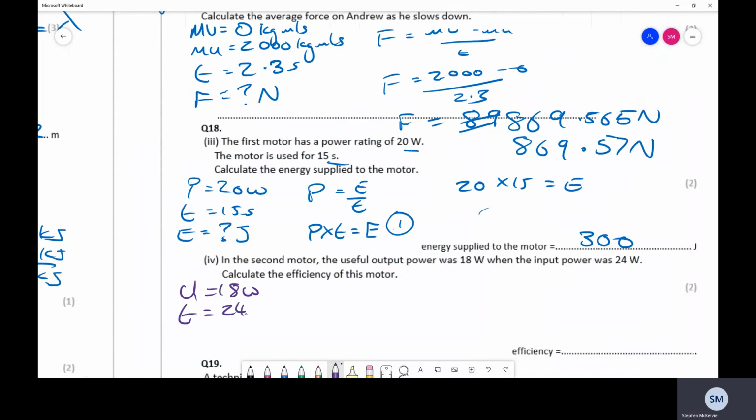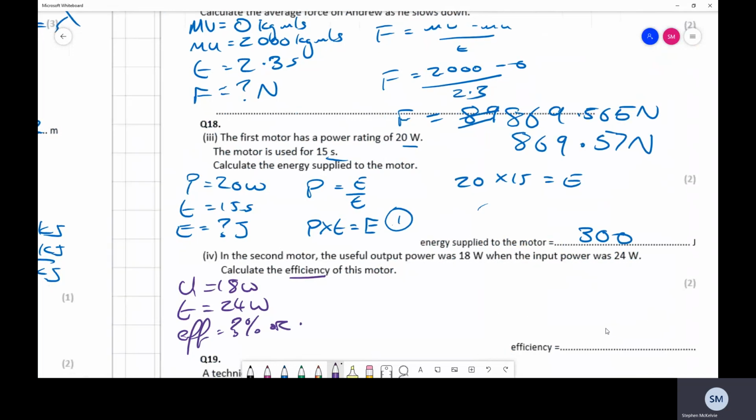In the second motor, the useful power output is equal to 18 watts, and the total power input was 24 watts. Calculate the efficiency of this motor. Try to find the efficiency. Remember, it can be a number in either percentages or in decimal points. Looking over, I don't see any particular unit that they want, so I can use either.